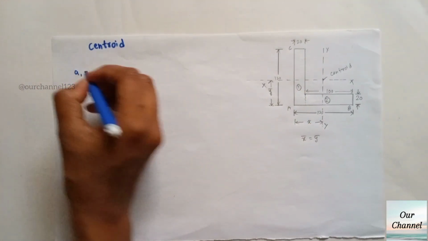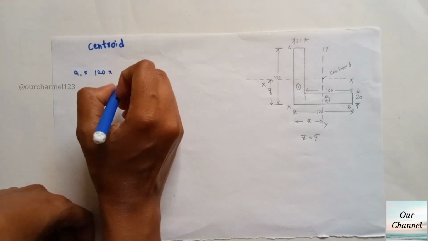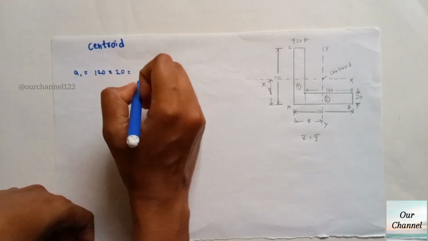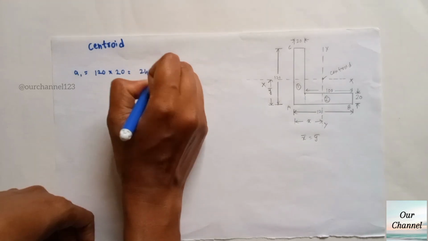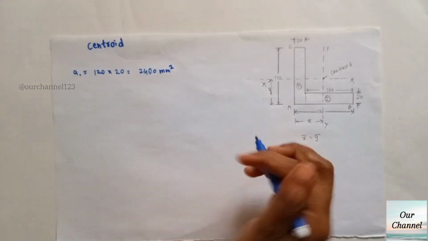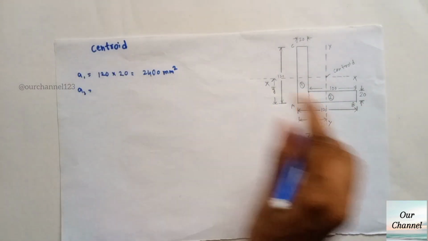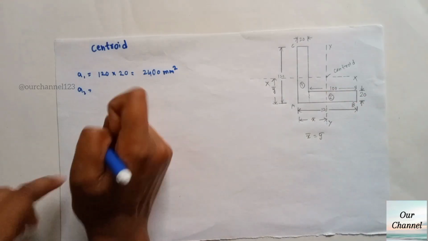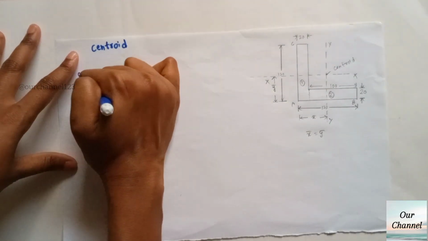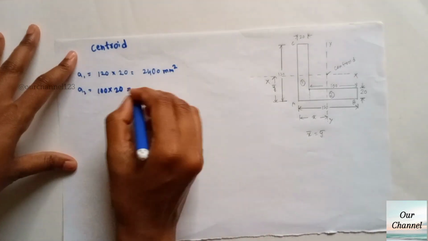Let us find the area of the vertical leg. 120 into 20, length into width. We are getting 2400 mm square. Area of the horizontal leg, that is the second part, 100 into 20, 2000 mm square.